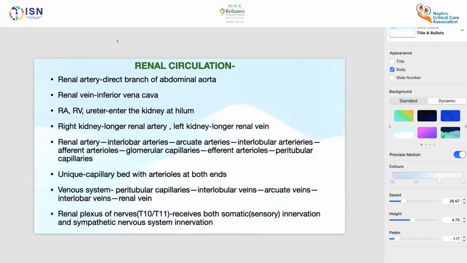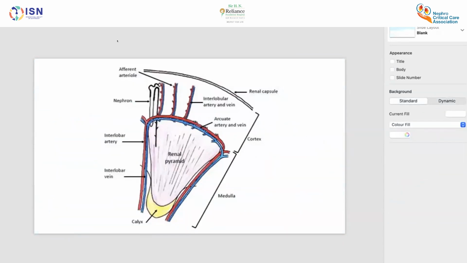The renal plexus of the nerves, originating from T10 to T11, receives both somatic innervation and sympathetic nervous system innervation. As we can see in the diagram, there is division of the renal artery and the renal veins.